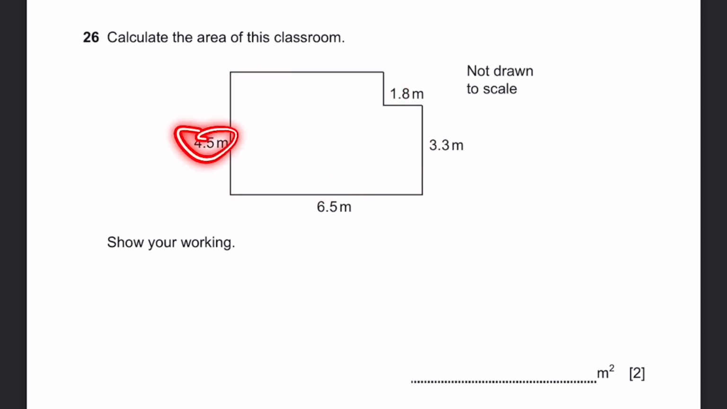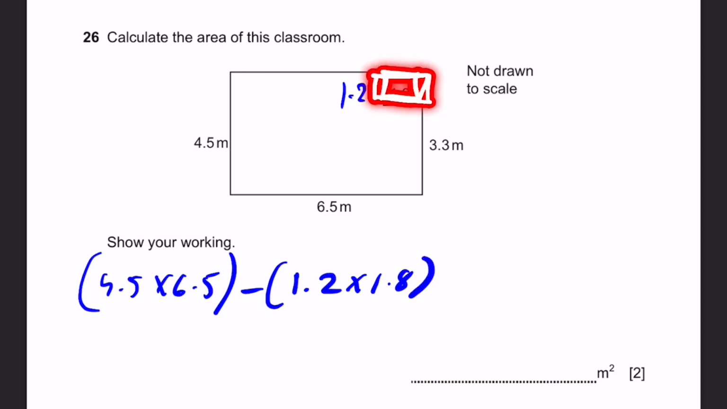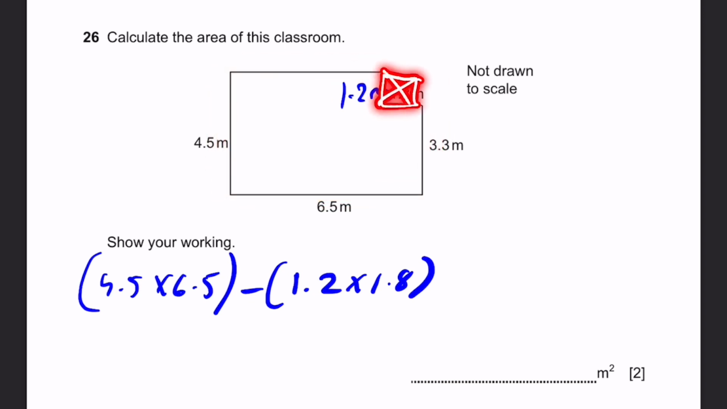Therefore, we can do 4.5 minus 3.3 to get this, which is 1.2 meters. Now, we can do the area of the big rectangle, 4.5 times 6.5, minus the area of the small rectangle, 1.2 times 1.8. Once again, the rectangle with the small rectangle is over here, the big one is over here. The small rectangle has been cut out. That's why we're subtracting.